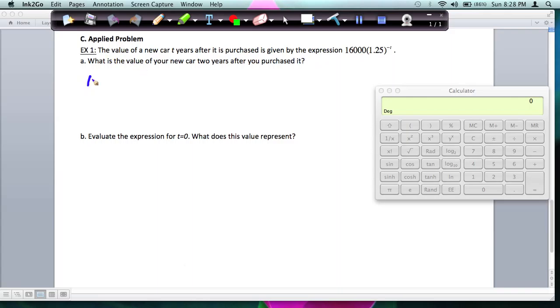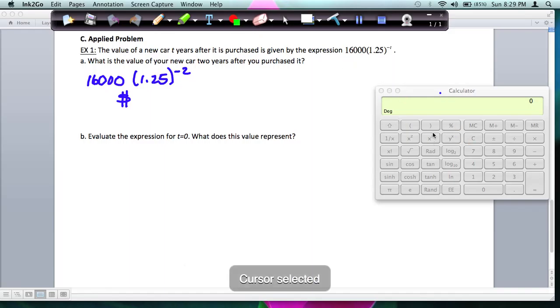I want you to take this equation and plug in 2 for t. So it's 16,000 times 1.25 raised to the negative 2 power. And then I just want you to plug that into your calculator all at once. I'm going to use this calculator I have over here, which is not the easiest, but I'm going to go ahead, let's see if I can do this.